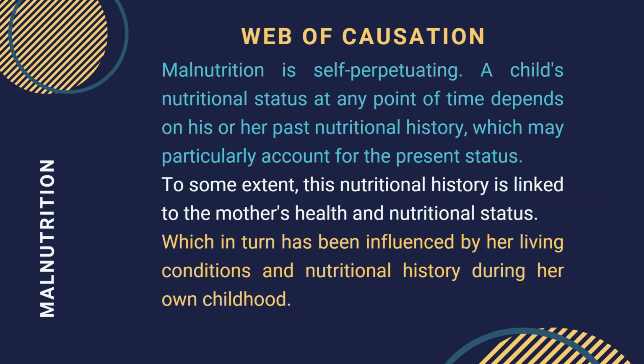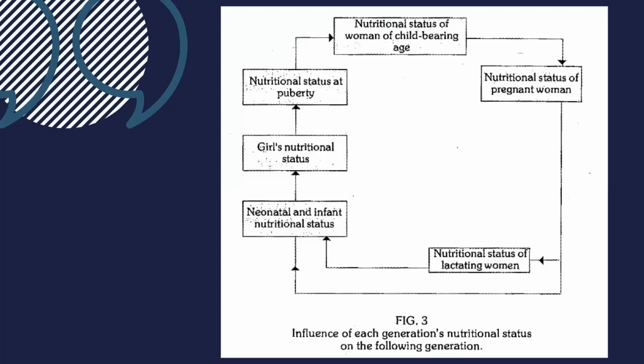To some extent, this nutritional history is linked to the mother's health and nutritional status, which in turn has been influenced by her living conditions and nutritional history during her own childhood. This figure shows the influence of each generation's nutritional status on the following generation, and it starts with the nutritional status of women of childbearing age and her nutritional status when she was pregnant and nutritional status when she was lactating, and neonatal and infant nutritional status, the girl's nutritional status, and nutritional status at puberty.